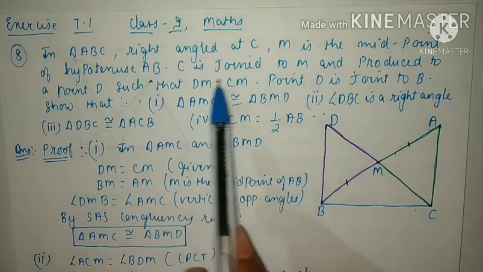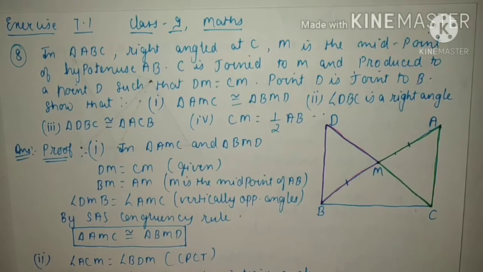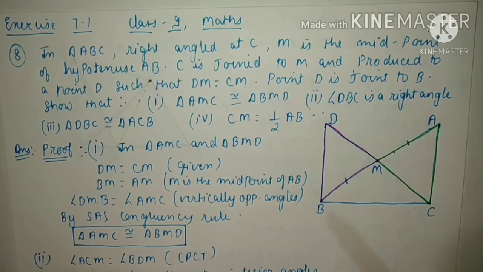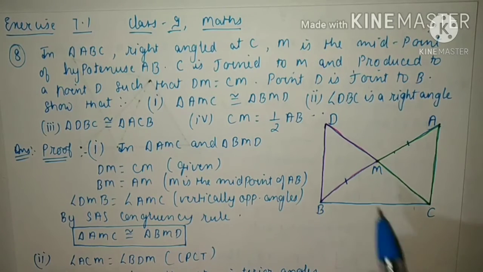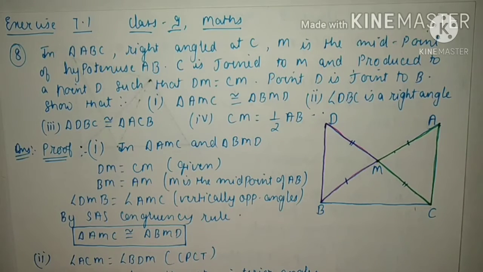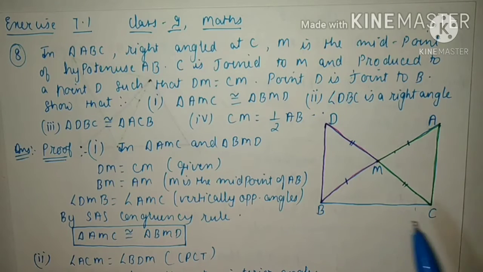Now C is joined to M and produced to a point D such that DM equals CM. That means this DM is equal to this part CM. This is also given to us. Now point D is joined to B.